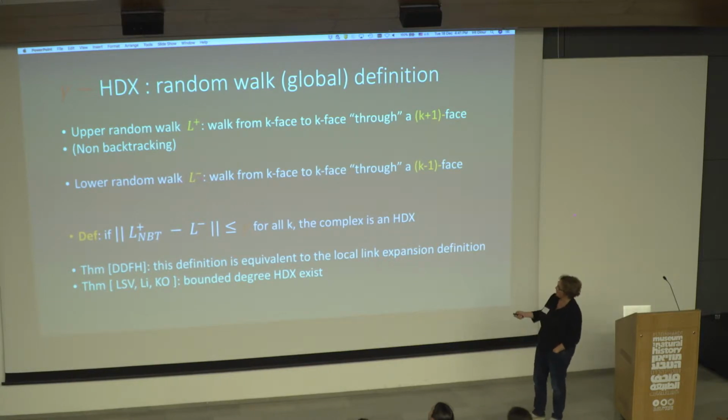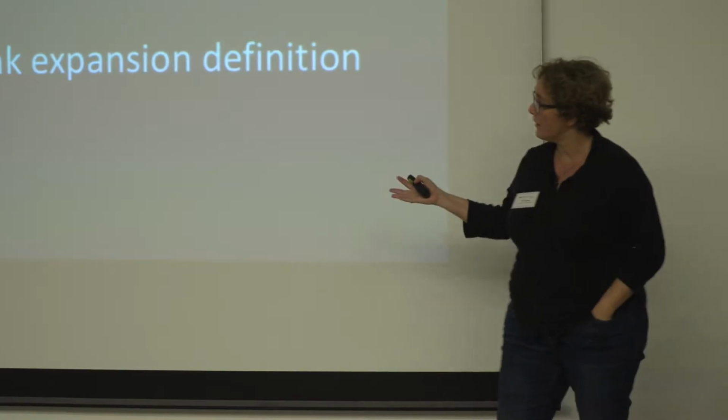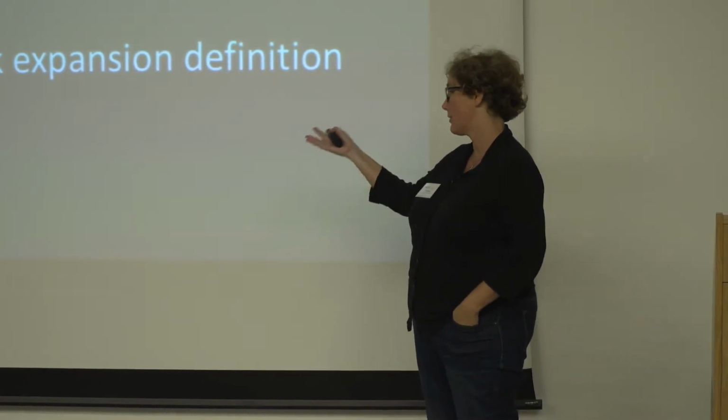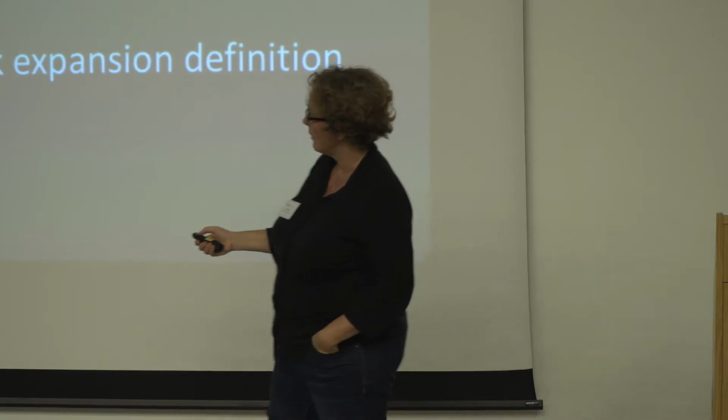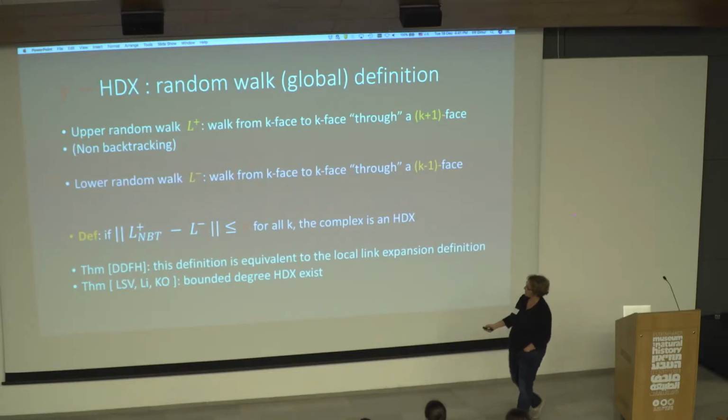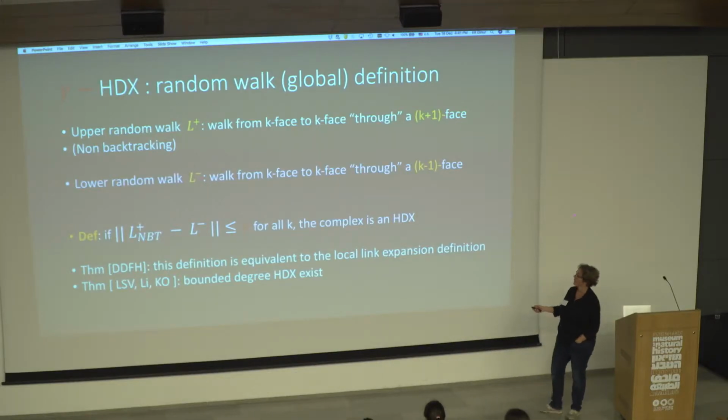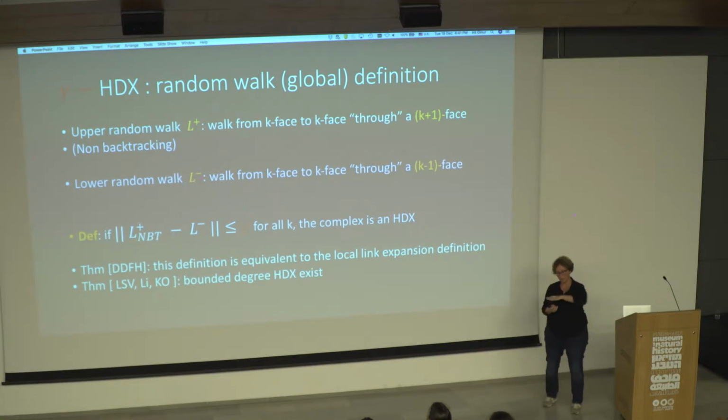And so we say that a complex is a gamma HDX if this happens for all the levels. And if you haven't seen other definitions before, you can just take it as our definition. Yeah, this is operator norm. Yeah, it's eigenvalues. If you've seen other definitions, for example, a definition that talks about the local link expansion, where you look at every set and you look at the link around it, these are actually equivalent. This is something we proved with Yotam, Yuval Filmus, and Prahlad Harsha.